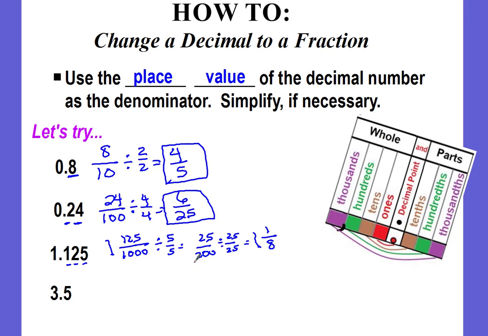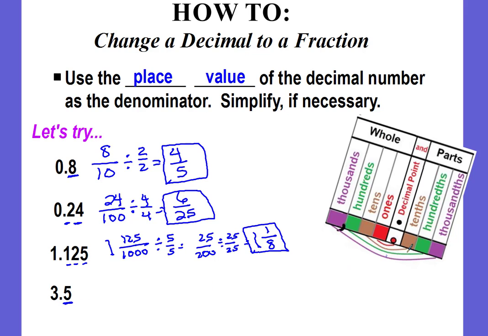Hopefully you recognize that 125 thousandths, that is a benchmark fraction that we've already learned about. That makes it much easier if you know those than having to go and do all of this division. But either way, whether you know it or not, you can figure it out. 1 1/8. And our last example is 3 and 5.